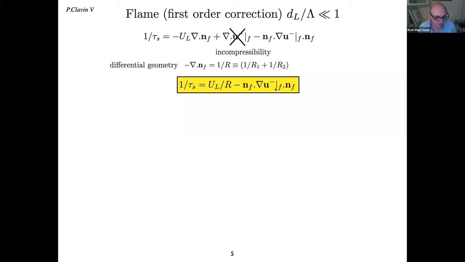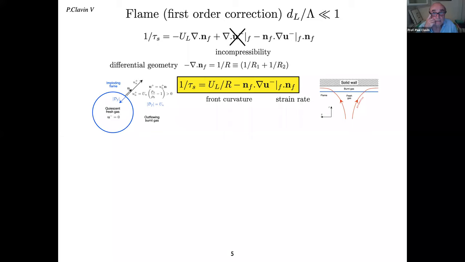This is a purely geometrical relation. Now it's interesting to look at the physical interpretation of each term. The first term here is the front curvature, and the second term is the strain rate. You have, for example, here, this term is the strain rate, where there is no curvature: a planar flame, which is blown on a solid wall. You have this effect here.